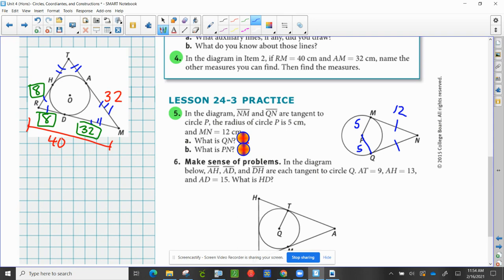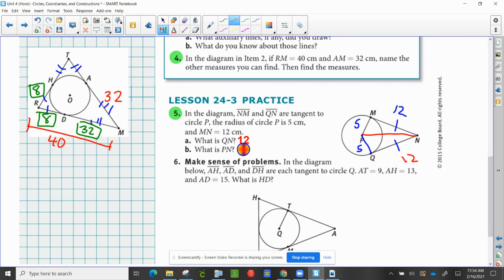So in A, they want you to find what QN is. So what's the length of QN? Hopefully you realize that those are your two congruent parts, so they have to be the same. So that was also 12. Okay, and now lastly, they want us to find PN. So let's draw on this line PN here.